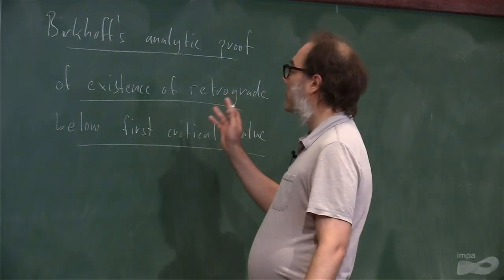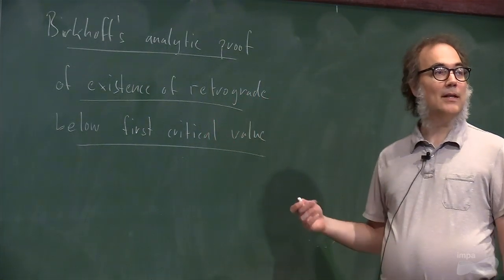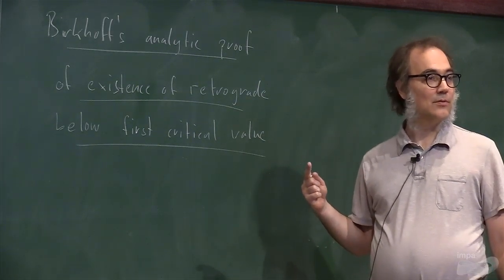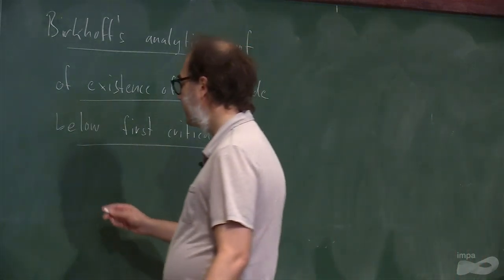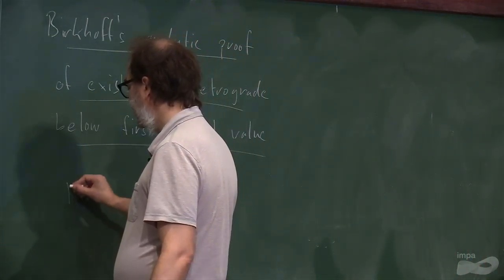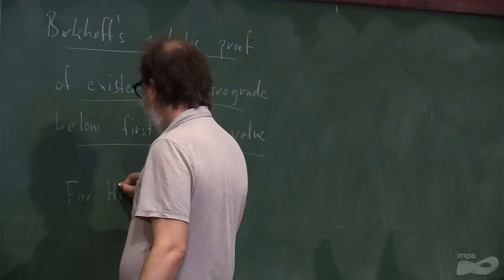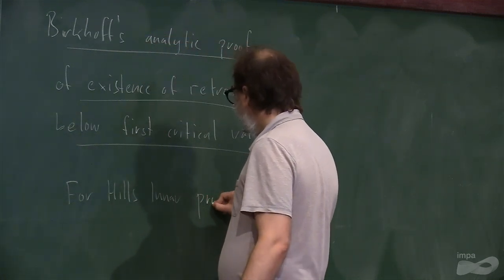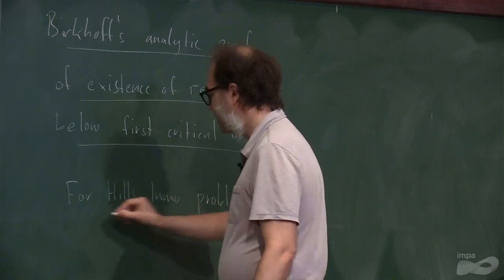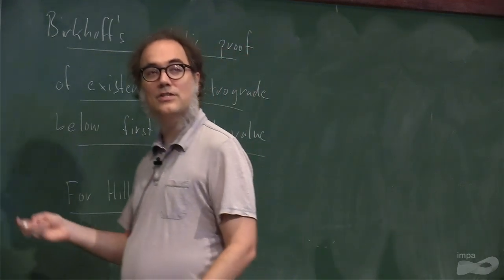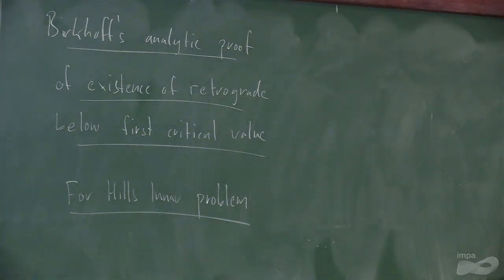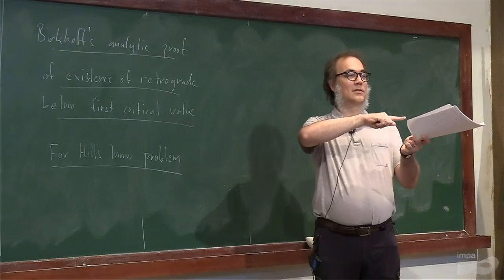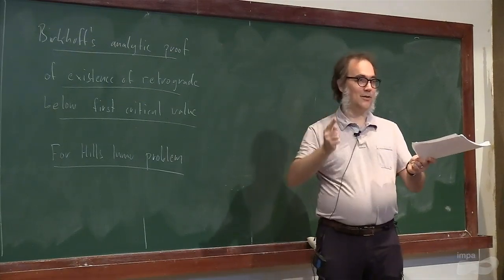The proof also works for the restricted three-body problem, but I would like to explain it for Hill's lunar problem, because there we have this additional symmetry which makes the proof easier. We just have to shoot 1/4 and not 1/2.